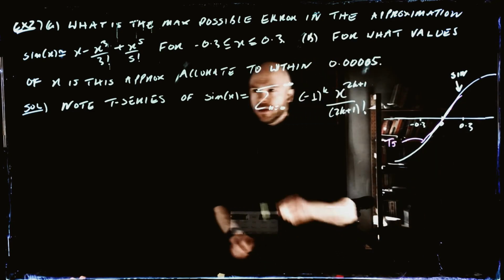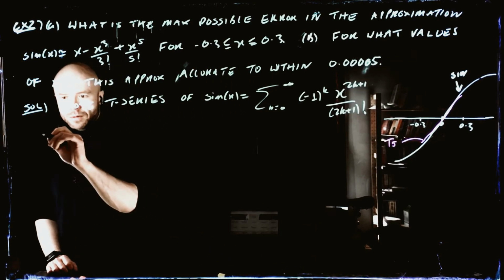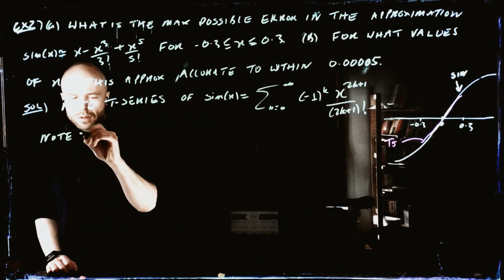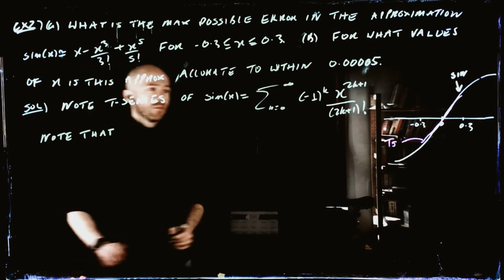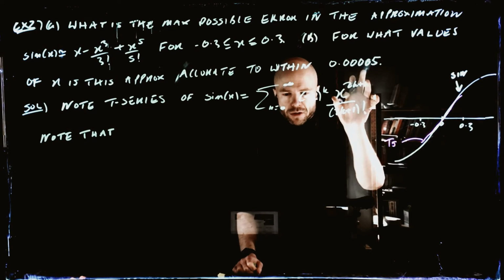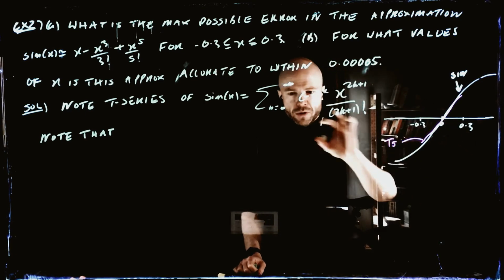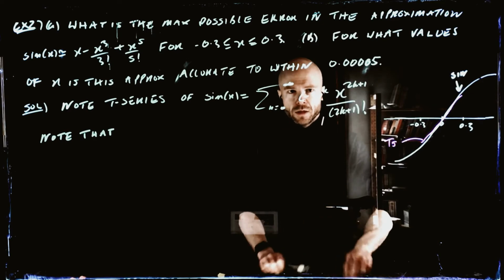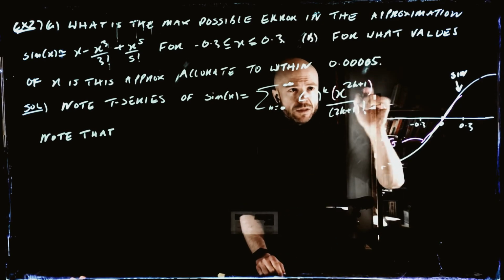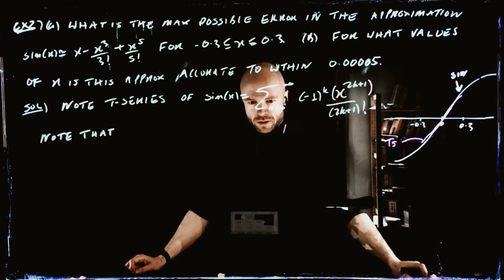Yeah? Now, if we look at this thing right here, note that if x is positive, then this expression right here is positive, right? Yeah. So if x is between 0 and 0.3, this is a positive expression right here. Yeah. And therefore, our series is an alternating series. Everybody with me?